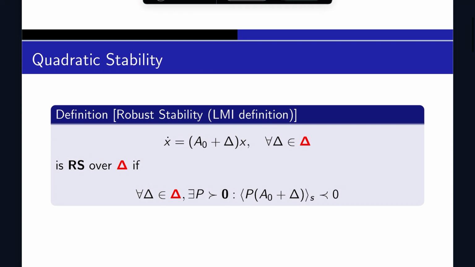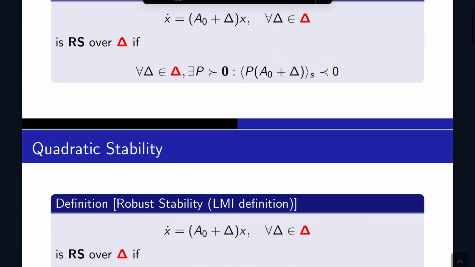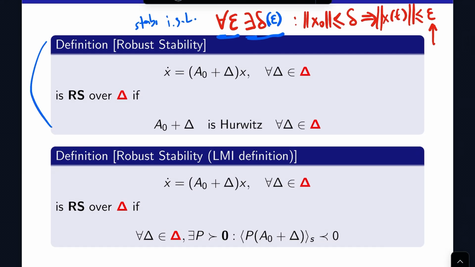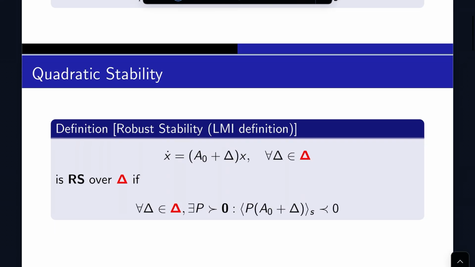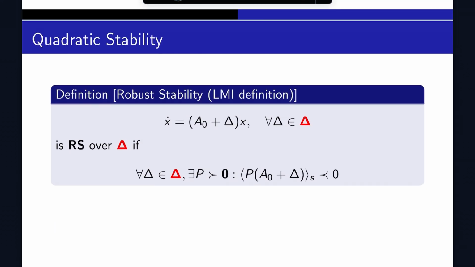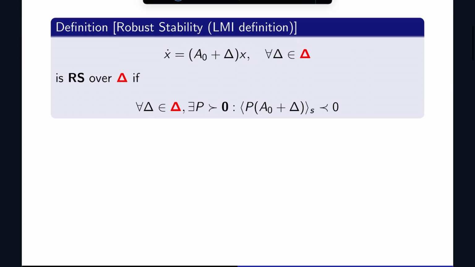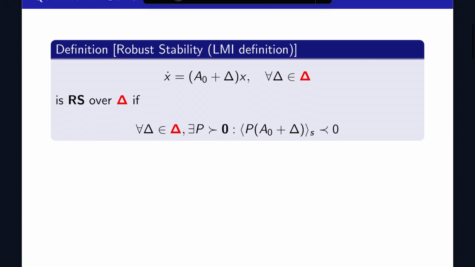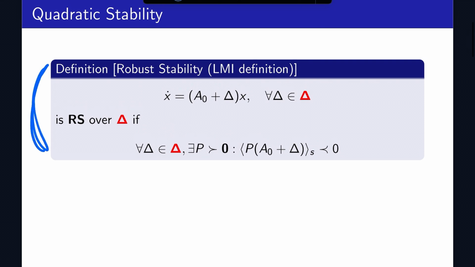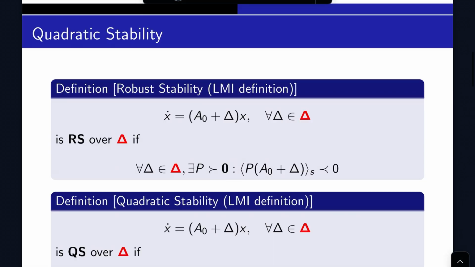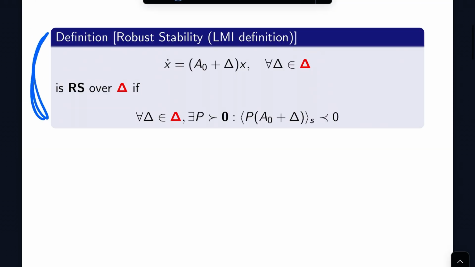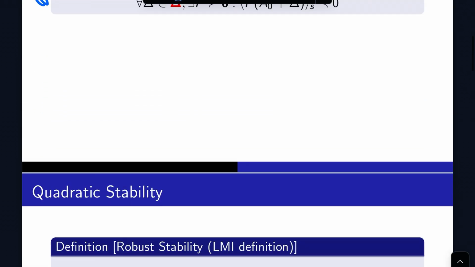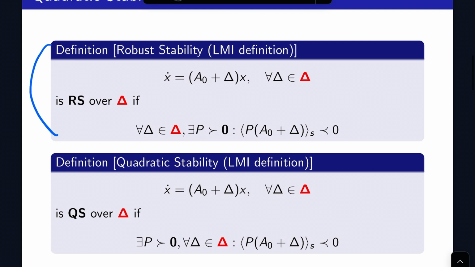Let's go to the quadratic stability definition. So we don't have a verbal definition or an implicit definition. We directly give the LMI definition. Oh my god, I made a mistake. No, wait, this is literally the robust stability definition. I was trying to do some type of animation. Okay, so this is the robust stability LMI definition, and this is the quadratic stability LMI definition, and this is crazy.